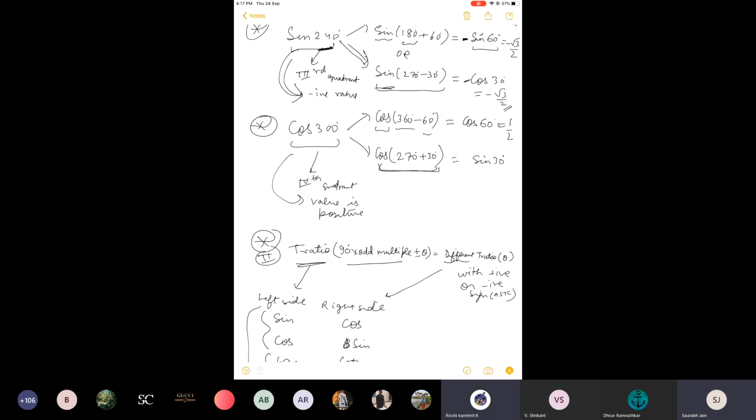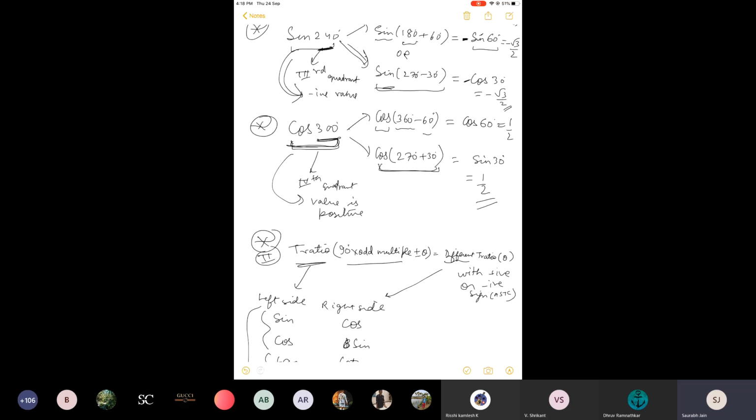Yes. See, first of all, cos will change to sine, and the angle will change to 30 degree because the angle will be reduced. That is what we are using. This is the reduction formula. And finally, since cos is a positive value in the fourth quadrant, there is no need to give any sign. And we already know that sine 30 degrees is half. So the value will be half.